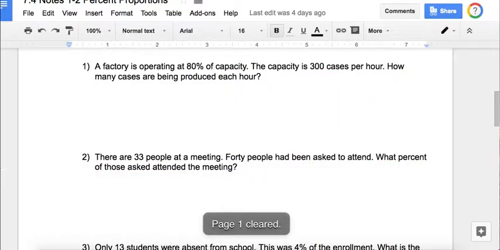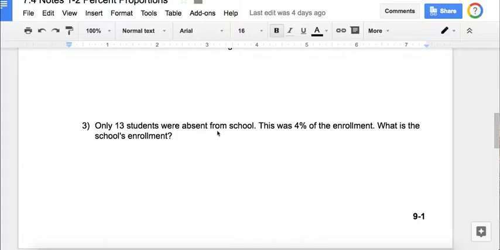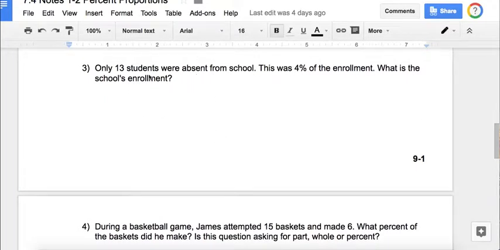Okay, moving on to number 3. And I misspoke earlier. I only thought there were 2 examples at first, but there are 3 on the first page. So it says only 13 students were absent from school. This was 4% of the enrollment. What is the school's enrollment? So we have a percent this time, and it says 4%, so 4 out of 100.